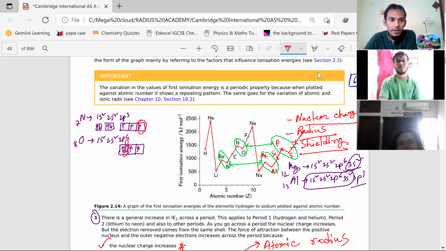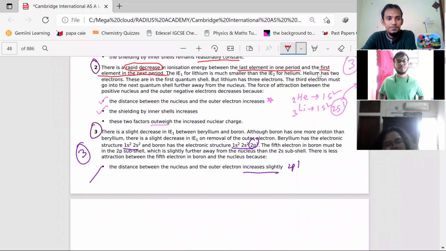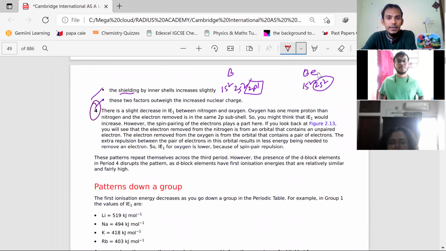So due to this spin pair repulsion, it will be easier to remove the electron of oxygen than in nitrogen, even though there is increased nuclear charge in oxygen. That will be outweighed. See, that is written here. There is a slight decrease in first ionization energy between nitrogen and oxygen. Oxygen has one more proton than nitrogen, and the electron removed is in the same 2p subshell.